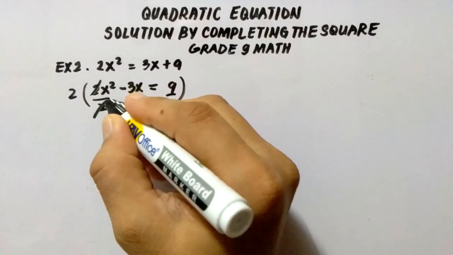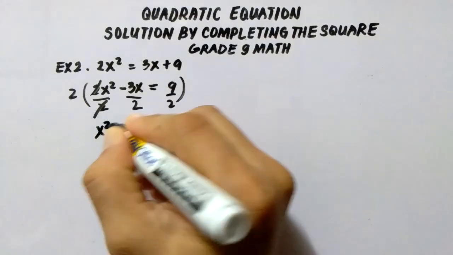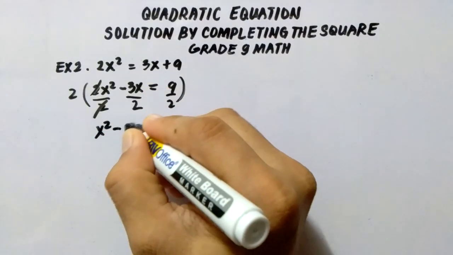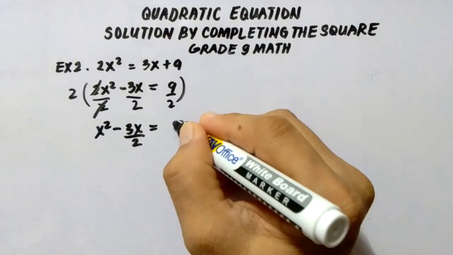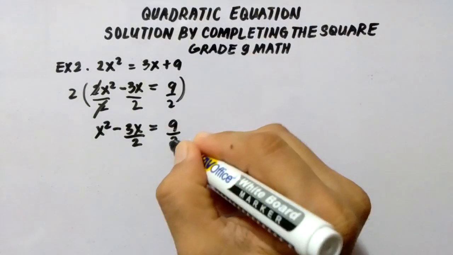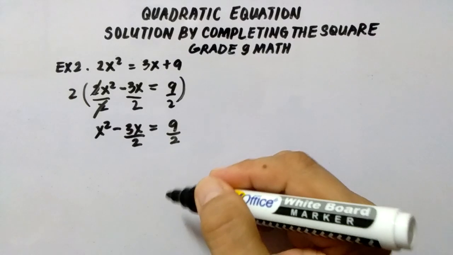So, matitira po dito is x squared. Then, minus 3x over 2 is equal to 9 over 2. Okay?